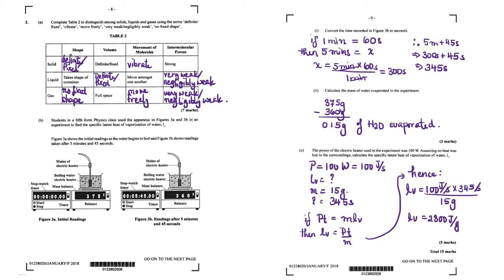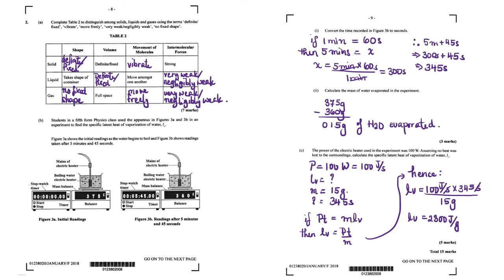Then it says calculate the mass of water evaporated in the experiment. So we subtract the 360 from the 375. So we subtract the final from the before to get the mass of the water that's evaporated, which is 15 grams. All right, then the next question: the power of the electric heater used in the experiment was 100 watts. Assuming no heat was lost to the surroundings, calculate the specific latent heat of vaporization of water.